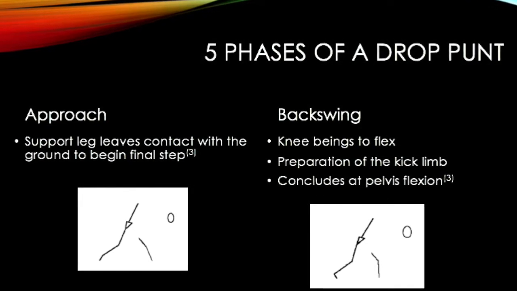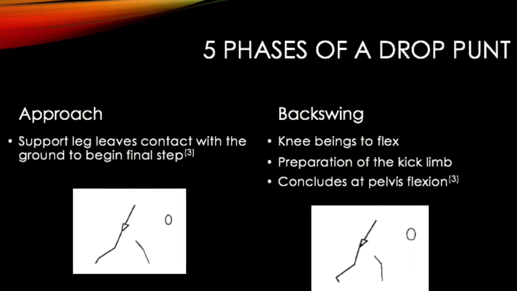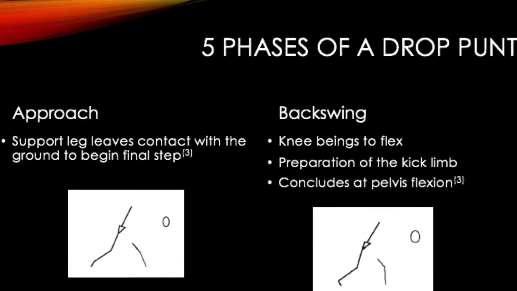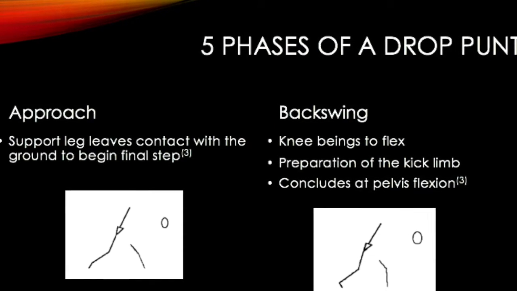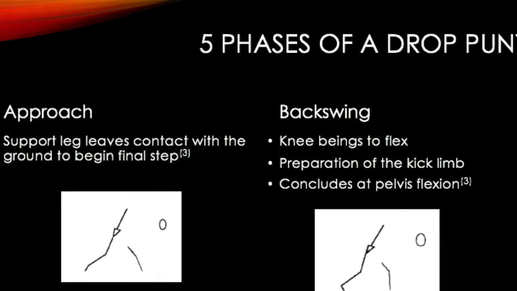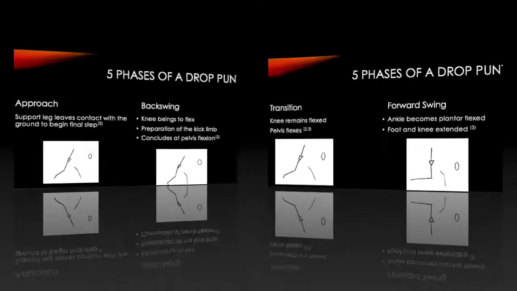The 5 phases are as follows. Approach. This is the first phase of drop punt kicking. It commences when the support leg leaves contact with the ground to begin the final step prior to kicking. Backswing. The backswing commences when the knee begins to flex, preparing the kicking limb for ball contact, and concludes when the pelvis begins to flex.